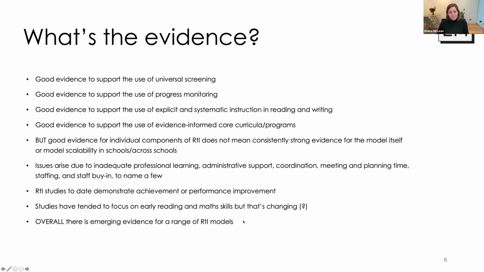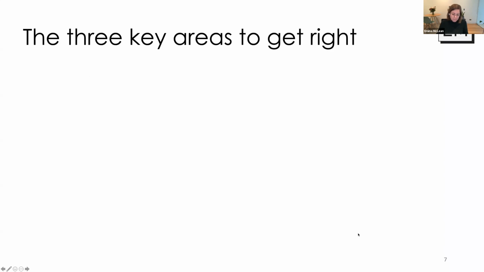Overall, if we think about all of these factors and all of these reasons why the RTI model sometimes is not as effective as it could be in schools, we can say that we have emerging evidence for a range of RTI models. We do need more research on how to be most effective in developing and sustaining RTI in schools. So there's no issues with the moving parts. The issues emerge when we put everything together and try and roll things out in the school setting.